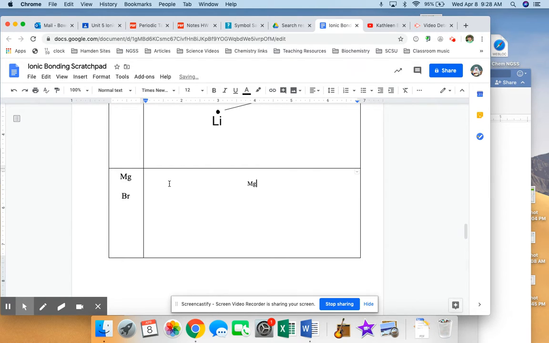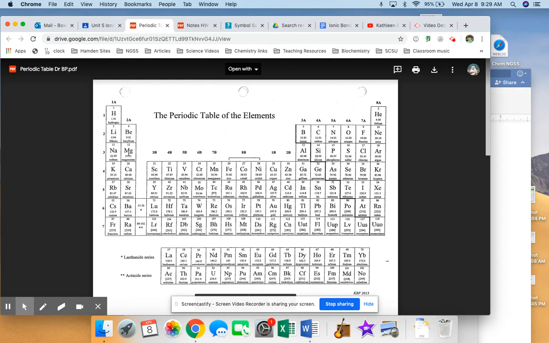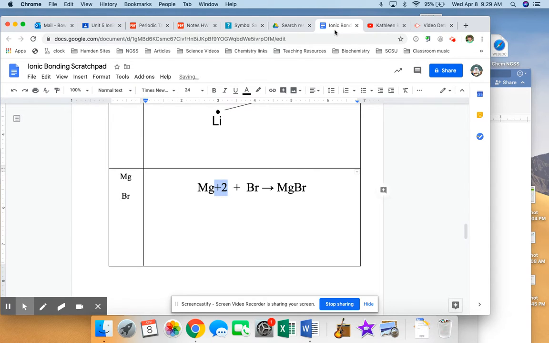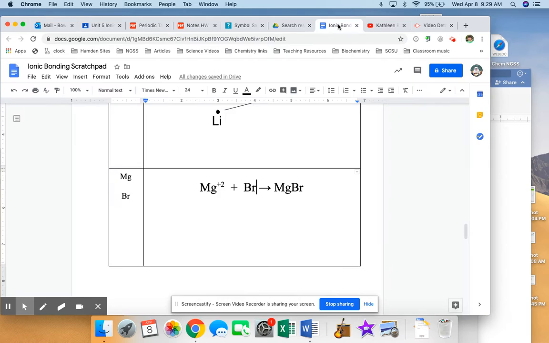So we've got Mg plus Br makes Mg Br something. Let's figure out the charges. Mg is here, 2A, so that means it's going to have a +2 charge. And Br is here, which means that it's going to have 7 electrons. It wants 1 more, so it'll get a -1 charge.